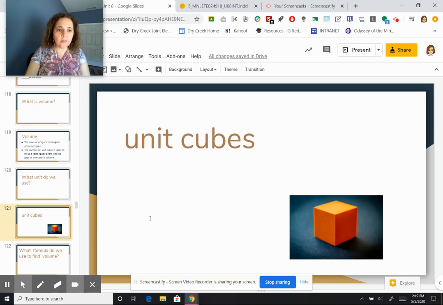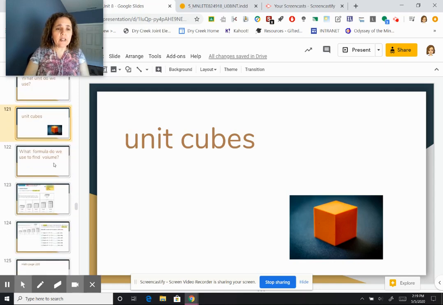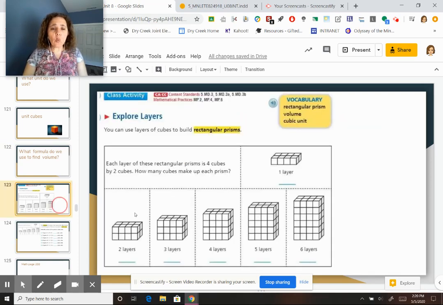Unit cubes. Okay. So today we're going to be looking at using a formula to find volume, how to find volume using a formula. Some of you probably already know the formula, okay? But if you don't, we're going to explore it a little bit more to see if we can come up with a formula to find what volume is, okay? So yesterday we looked at rectangular prisms. And we looked at the layers, right? We counted how many cubes were in the layer in order to find out the volume, okay?